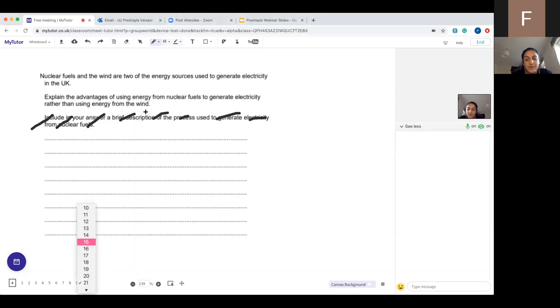Now, one thing to note about this question before I move on is that it says explain the advantages of using energy from nuclear fuels. Okay, so don't talk all about the advantages of using wind. This question is kind of getting you to favour nuclear fuels. So it's asking you, why would we use nuclear fuels? Yes, over wind, but why would we use nuclear fuels? Okay, so this question wants you to focus more on nuclear fuels than it does wind.